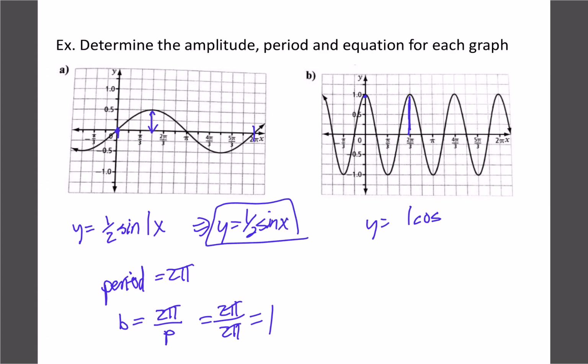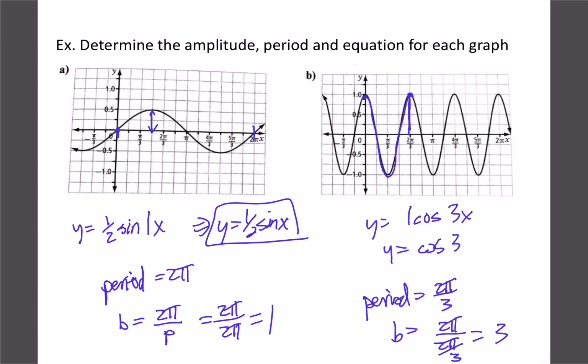Okay, do the same thing for the second one. We can see now our period, we're starting at 1. We're going down, back up to 1. So our period in this case would be 2 pi over 3. So our b value will be 2 pi divided by 2 pi over 3. If you do that fraction, you'd end up getting 3. So in this case, we got 1 cos 3x, and we don't really need the 1. We can just write it as cos 3x.